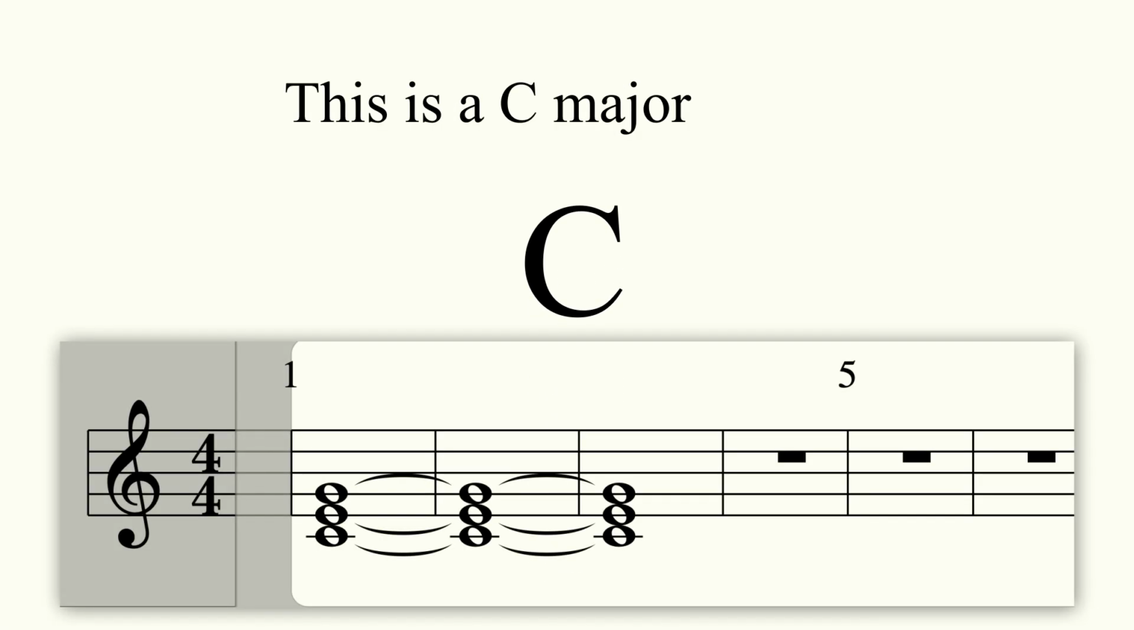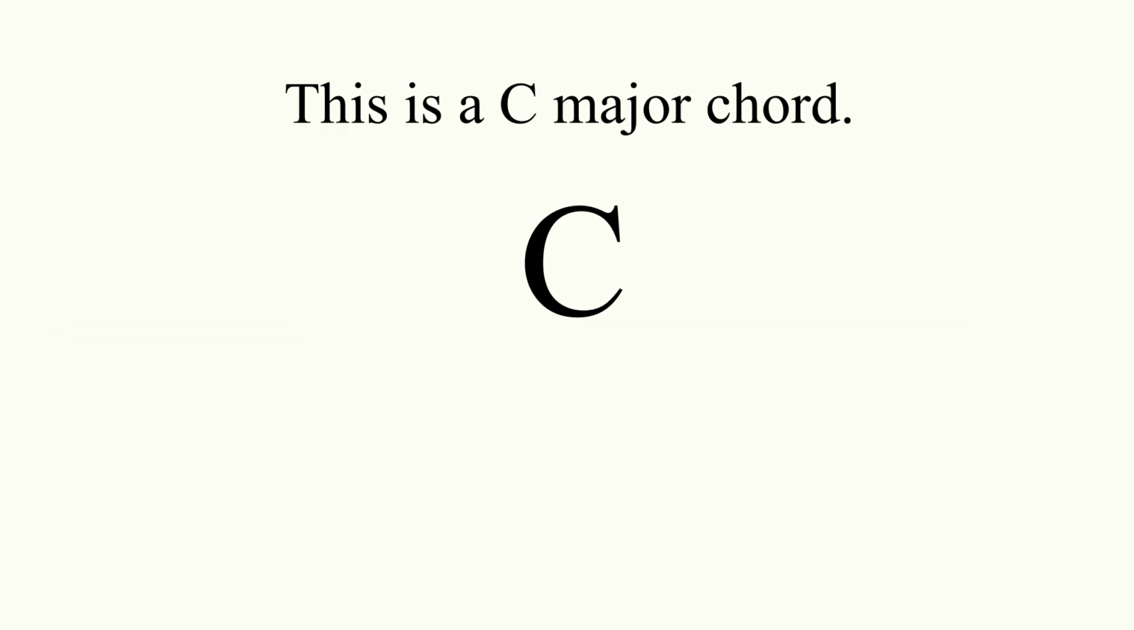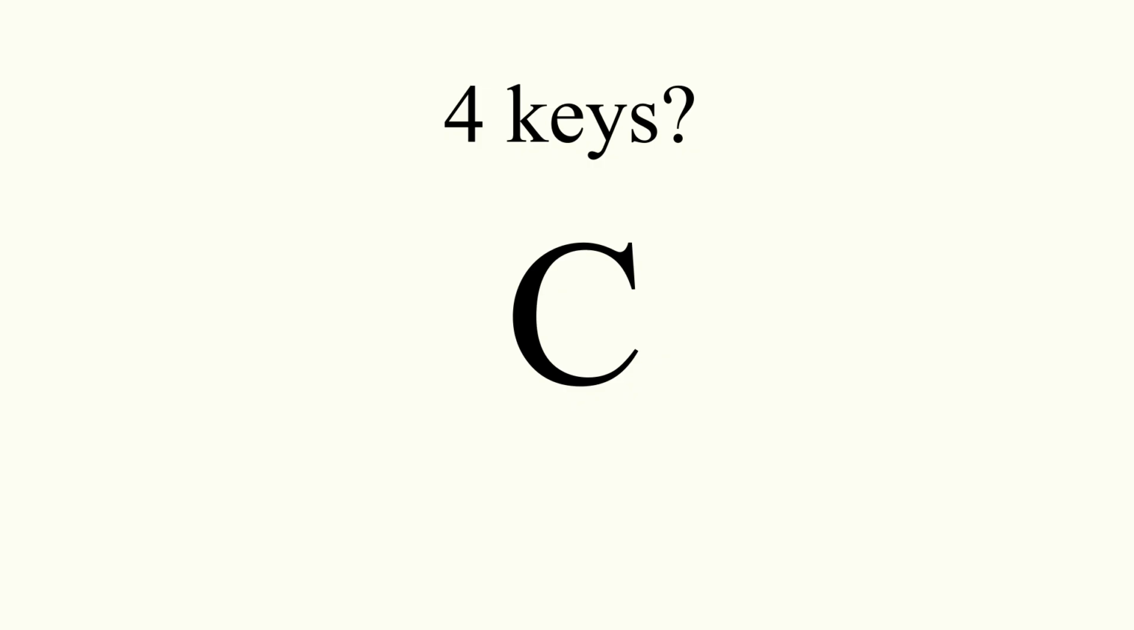This is a C major chord. It's probably the simplest and easiest chord to learn, because it doesn't even take a music expert to know what this is. But what if we make this 4 keys instead? What happens if we add a B?